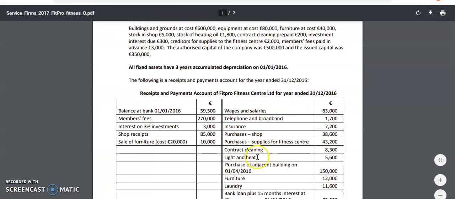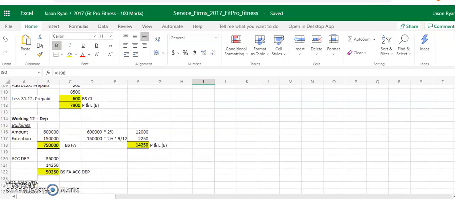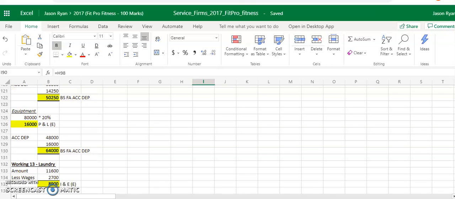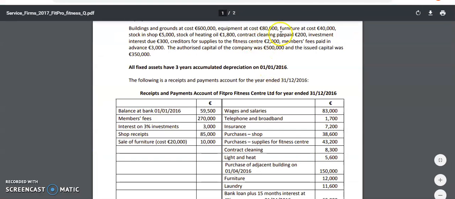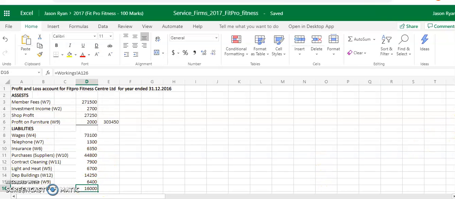And then the next one after that, so we've got equipment, we have to do our equipment depreciation as well. So the value of our equipment in the question is 80,000. So 80,000 by 20%, 16,000 will go into the profit and loss for the expense. And then we're going to add that 16,000 onto the cumulative depreciation that we have as part of working 1 of 48,000. That'll be your cumulative depreciation in the balance sheet. So 16,000 goes in.